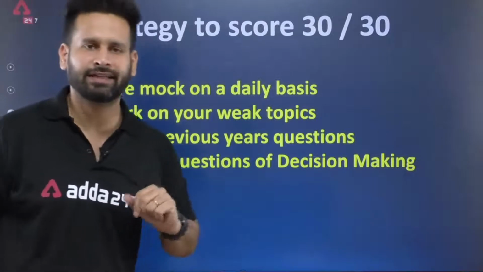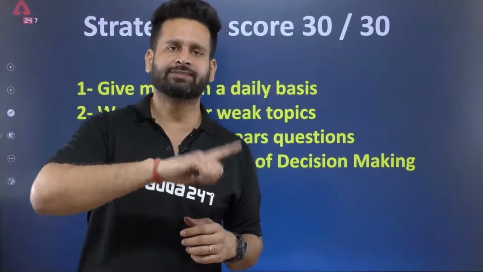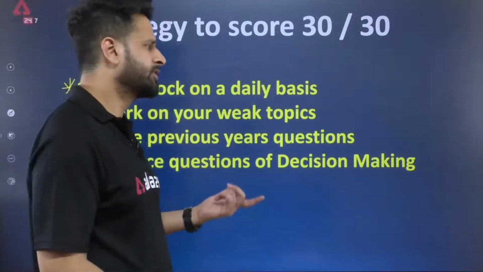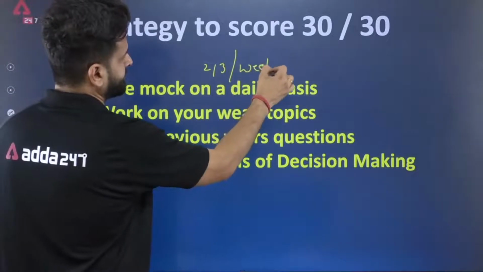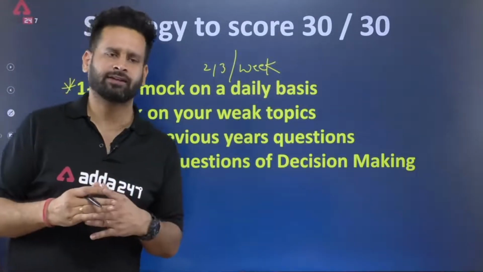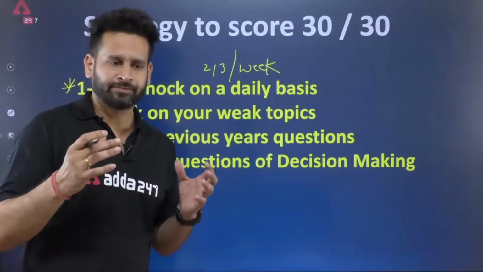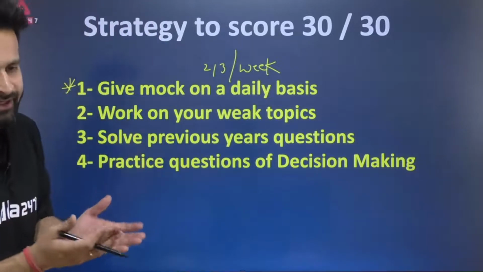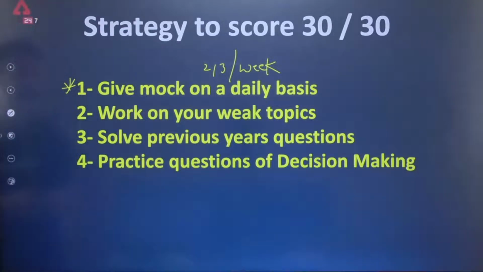Now the question is how to score maximum in these two sections, reasoning and decision making. The first important thing is you should give mock tests, not on a daily basis, but if not daily, 2 or 3 per week you can give. We have plenty of time, so we can reduce our number of mock tests. But in mock tests we will see new questions, so we can compile those questions and prepare a question bank from these mock tests. Of course it will help us in scoring better.